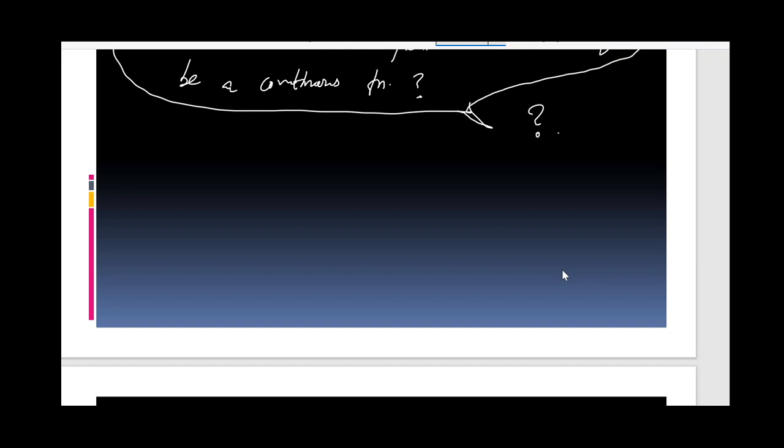Next we are moving to a definition, homeomorphism. Homomorphism you might have studied. Here we are using homeomorphism. Don't get confused with homomorphism. It is homeomorphism.